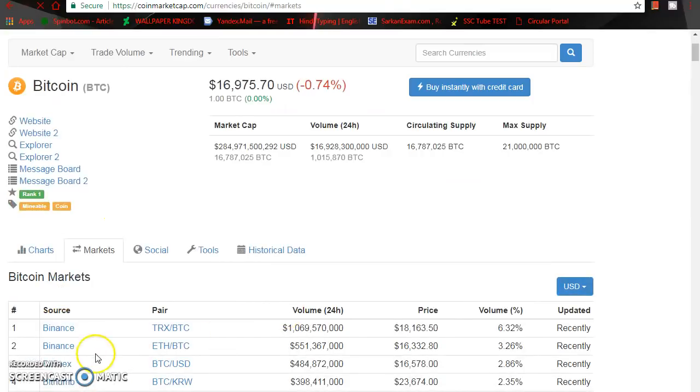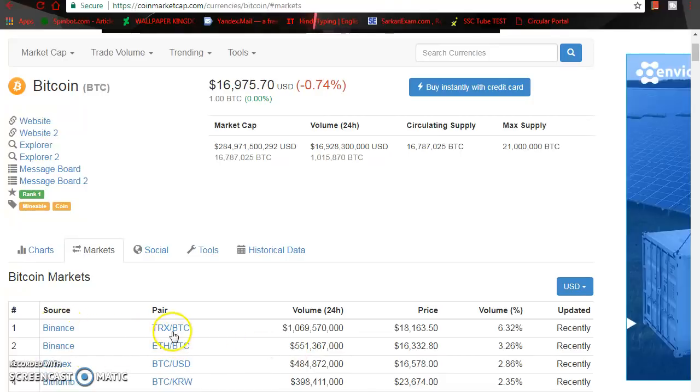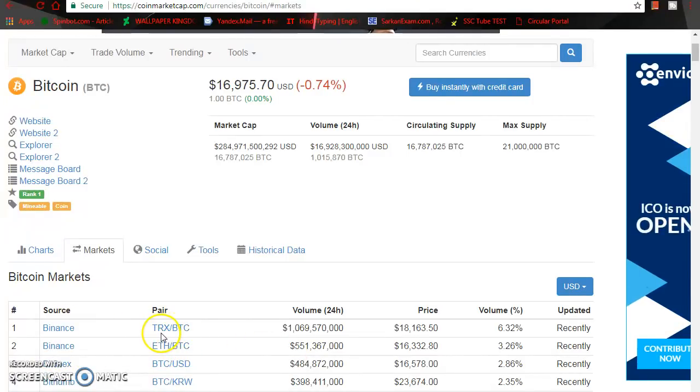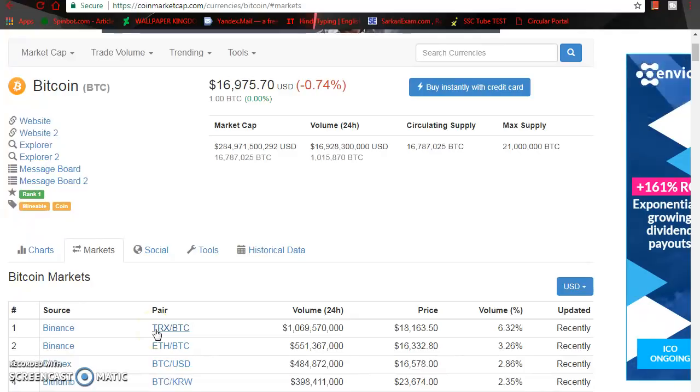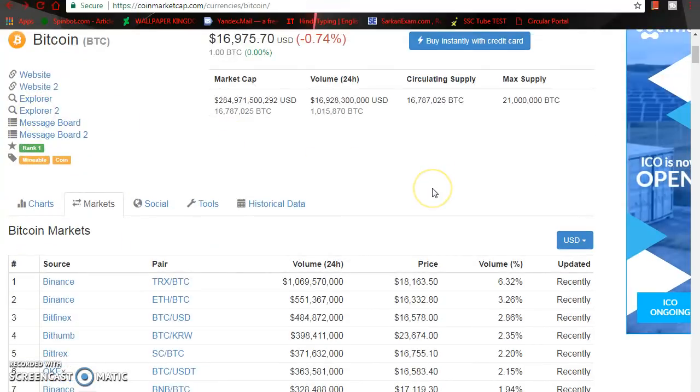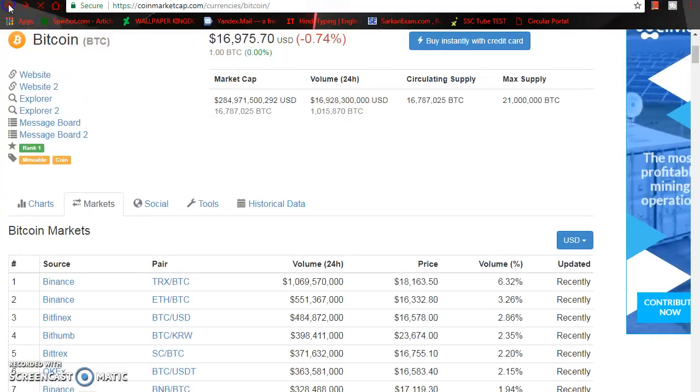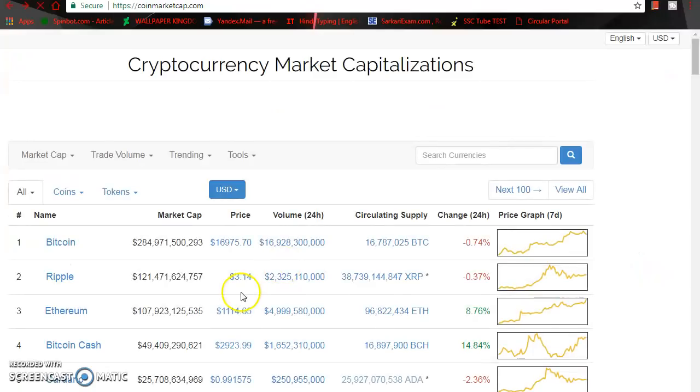When you go to markets, you can see that in Bitcoin also the dominance is of Binance. As you can see, both dominance through Bitcoin and Ethereum. Tron and Ethereum. Oh my god, Tron is first. Oh my god. Okay, and let me show you another coin.